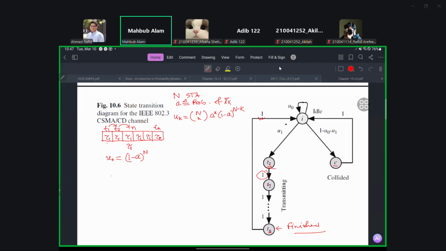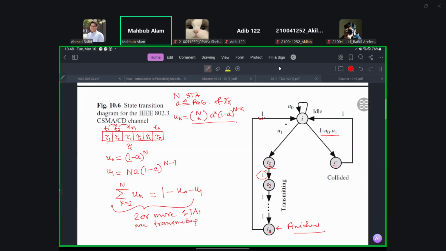The second probability that we need to find is U sub 1. U sub 1 is the probability that a single station is transmitting. We can get it from the same formula. Here, n choose 1 is n, A to the power 1 equals A, and 1 minus a to the power n minus 1. So this is the probability that a single station is transmitting. And this probability is that two or more stations are transmitting, which can be calculated using the formula, the sum from k equal to 2 to n of u sub k. You will get the same value, or you can just calculate it in this way. Either way, we can get the probability that two or more stations are transmitting and leading to a collision.